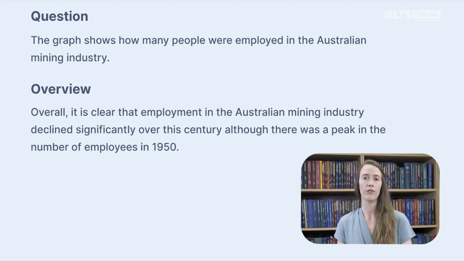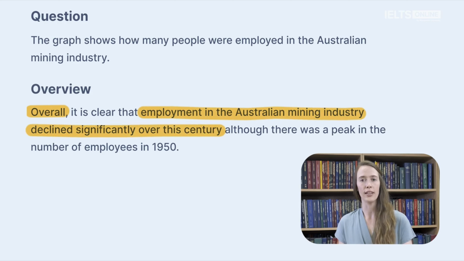Here is a sample overview statement for this graph. Note that this overview does not include any specific data or numbers. It begins with the linker, overall, to clearly show that this is the overview statement. This is a good overview because it states the main trend and then the highest point. It is also paraphrased and does not copy words exactly from the question or graph.